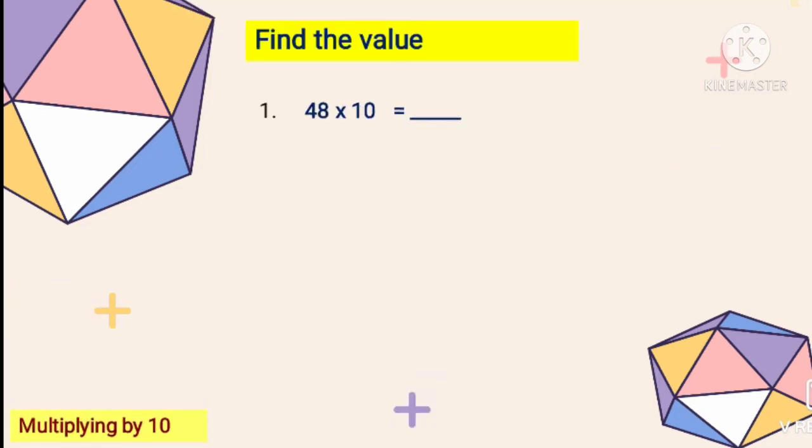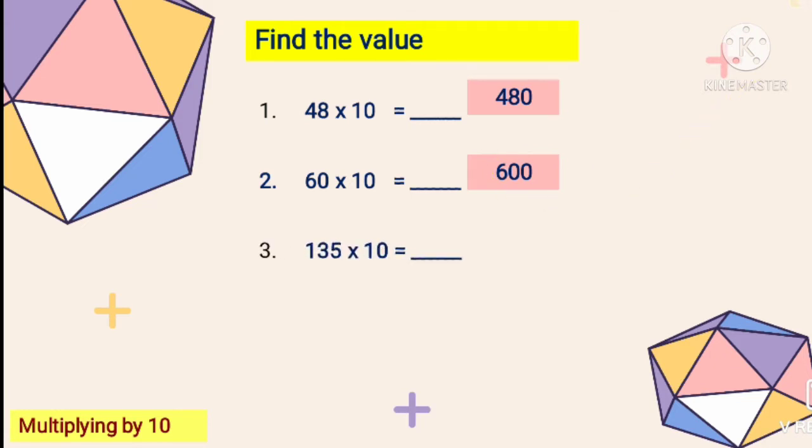Now let's practice. 48 times 10. What should you do? Write 48 and then add 1 zero. How many? 480. Very good. 60 times 10. It means you write down 60 and add 1 more zero. Right? 135 times 10. It means you write down 135 and add 1 zero. It becomes 1350.